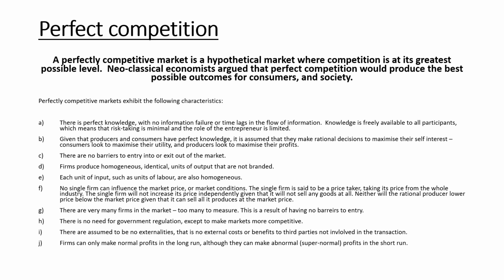The single firm will not increase its price independently, because if you increase your price, you won't be able to sell any goods. And the rational producer will not lower its price below the market price, given that it can sell all the products that it produces. In perfectly competitive markets, there are always a lot of firms because there's no barrier to entry. And there are no externalities, so there are no third parties involved in the transaction.